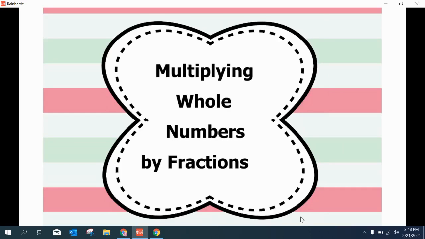Hi, fourth grade. Today we're going to continue with Unit 6. Our lesson today is 6.13, and the focus of our lesson is multiplying whole numbers by fractions.